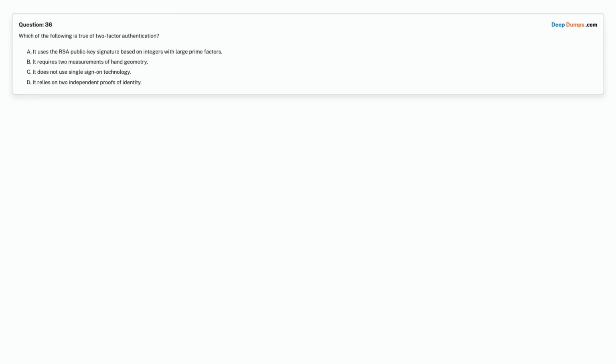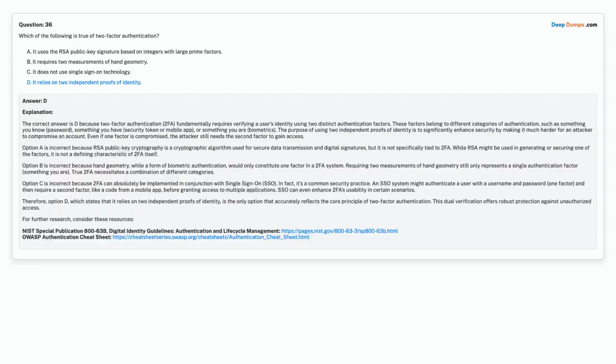Question 36. Which of the following is true of two-factor authentication? Option A. It uses the RSA public key signature based on integers with large prime factors. Option B. It requires two measurements of hand geometry. Option C. It does not use single sign-on technology. Option D. It relies on two independent proofs of identity. Choose the correct answer. Correct answer is option D. It relies on two independent proofs of identity.